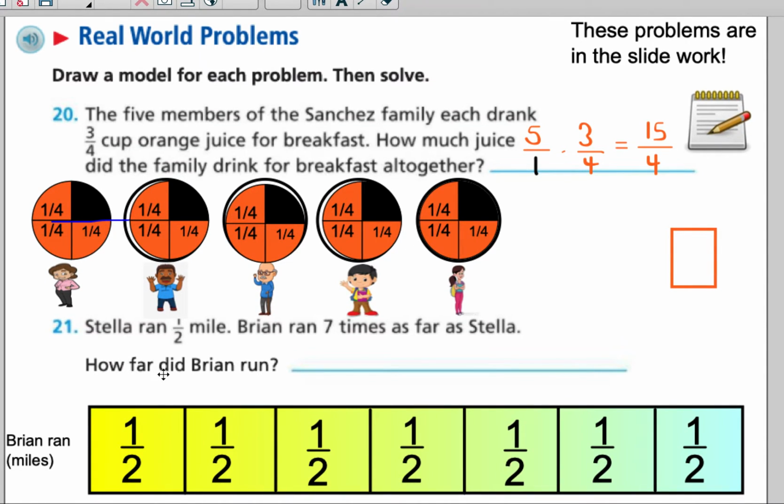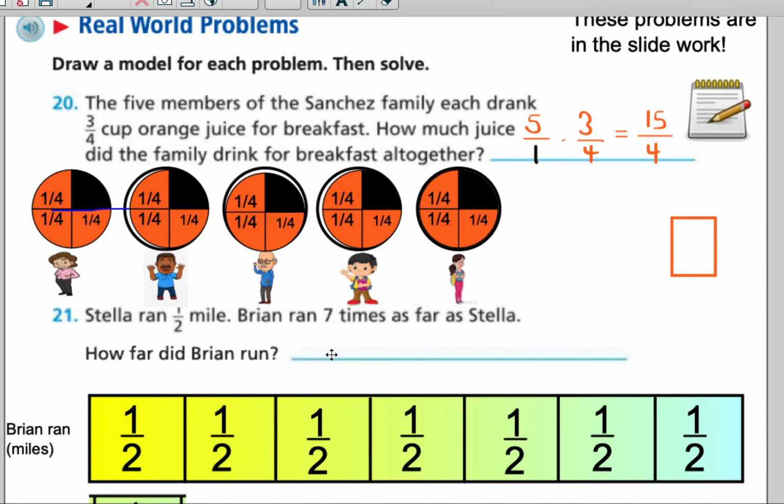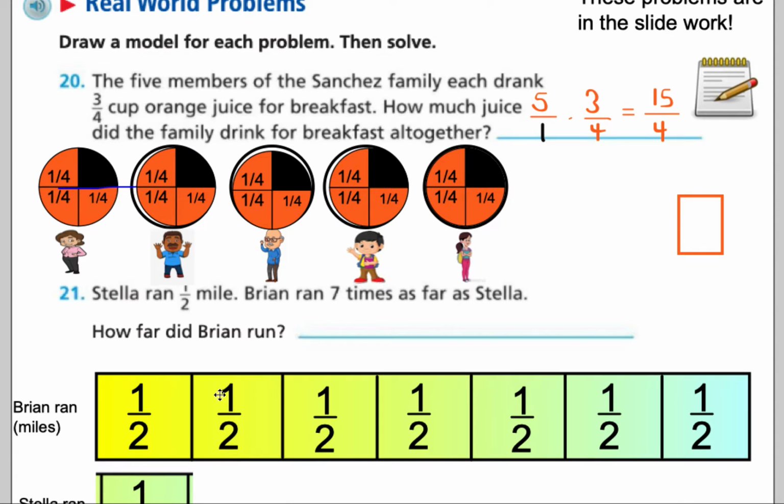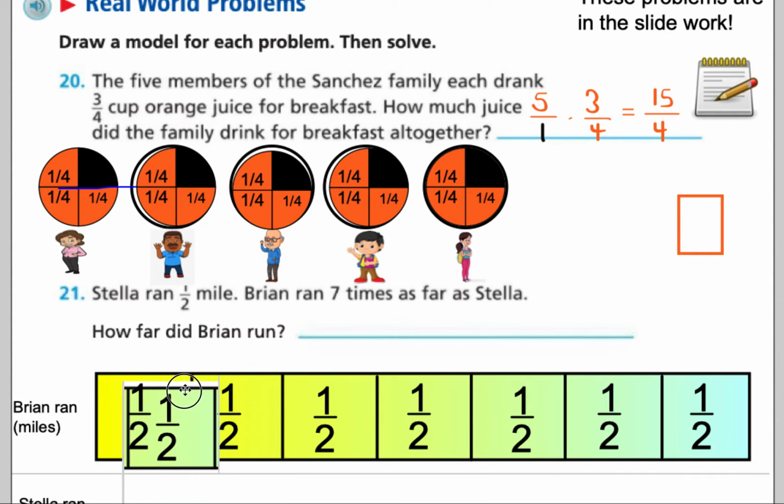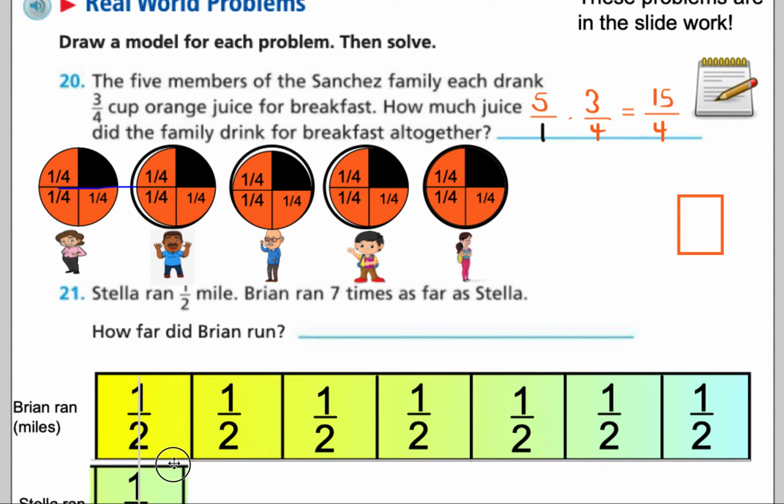Stella ran a half mile. We're going to let Stella be represented by a half. Now, Brian ran 7 times as far. So let's count. 1, 2, 3, 4, 5, 6, 7. So how far did he run? This would be how you would model it. All right. How far did he run?